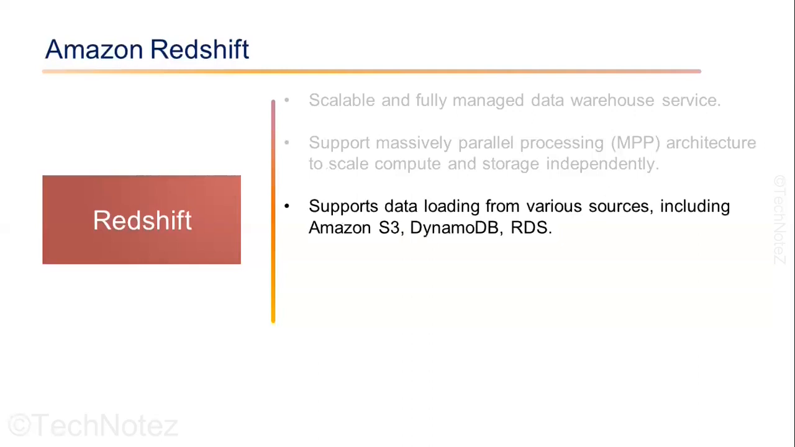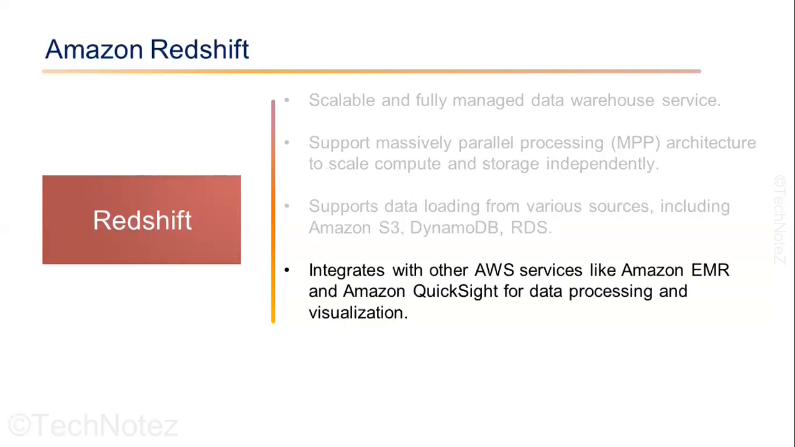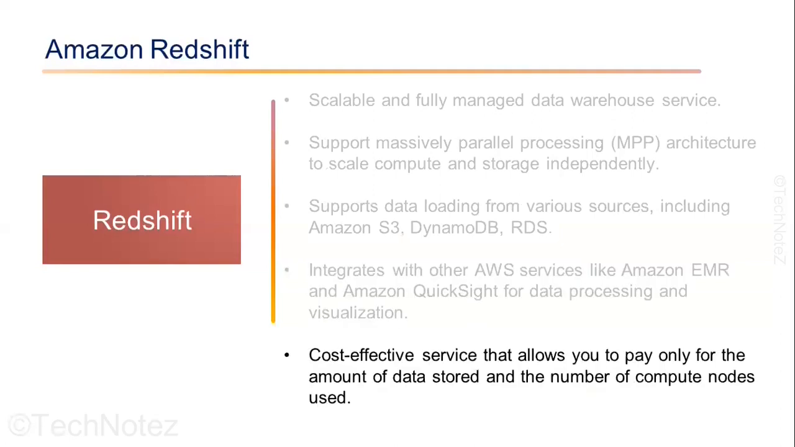Redshift supports data loading from various sources including S3, DynamoDB, and Amazon RDS. It also integrates with other AWS services like Amazon EMR and Amazon QuickSight for data processing and visualization. It is a cost-effective service that allows you to pay only for the amount of data stored and the number of compute nodes used. And you can start with a smaller cluster and scale up as needed.